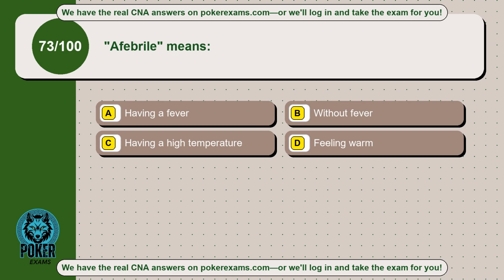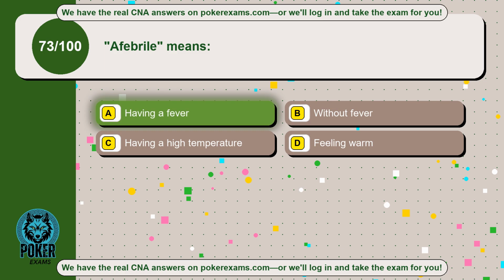Question 73. Afebrile means. Option A. Having a fever. Option B. Without fever. Option C. Having a high temperature. Option D. Feeling warm. The correct answer is option A.